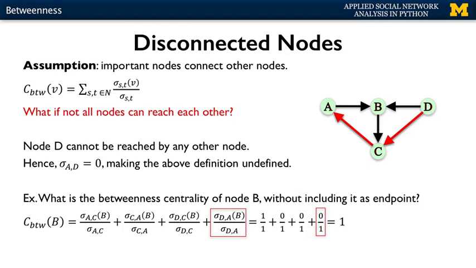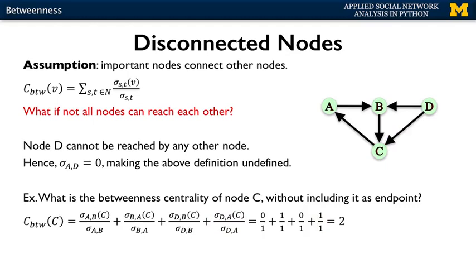Notice that you can also go from D to A passing through B. You can go D, B, C, A, but that is a longer path, so it's not the shortest path. And so B is not involved in the shortest path between D and A. And so in this case, node B has a centrality of 1.